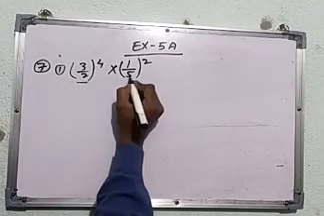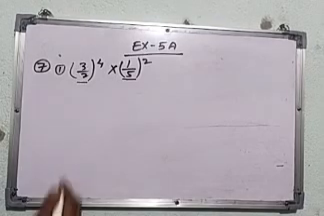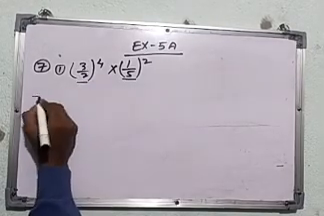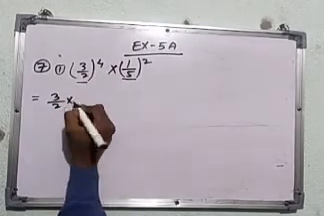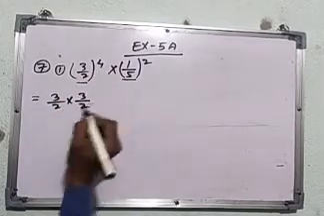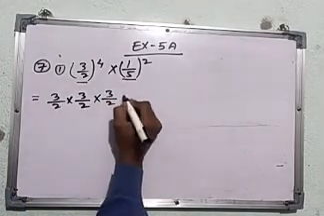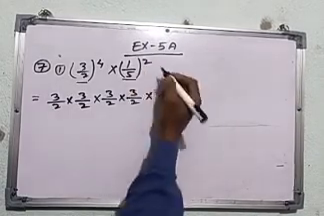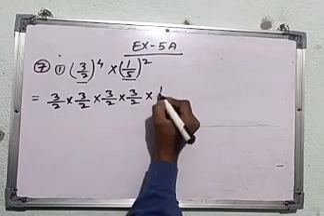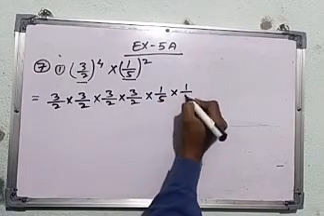So here the bases are different, and find the rational number. First you write 3 by 2 four times because the power is 4. And again write 1 by 5 two times because the power is 2: 1 by 5 into 1 by 5.